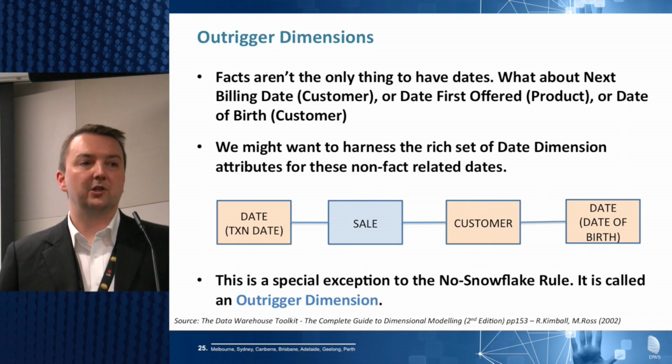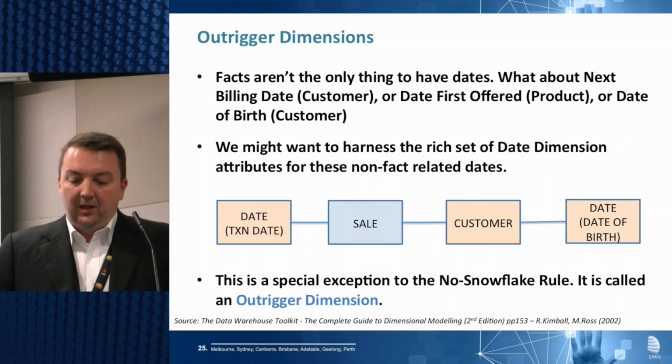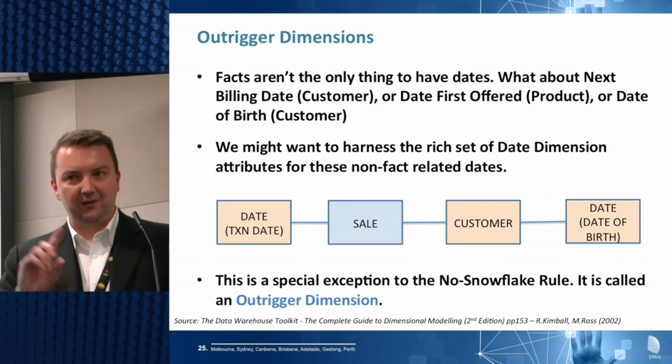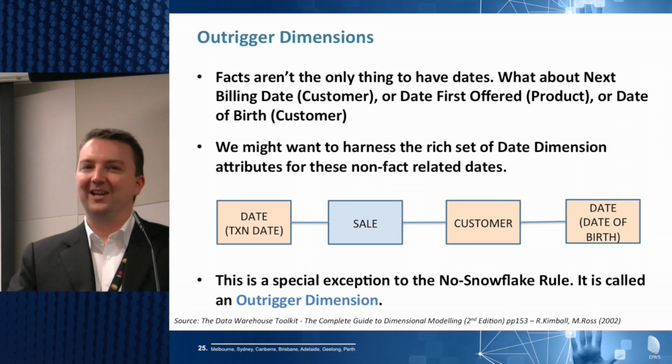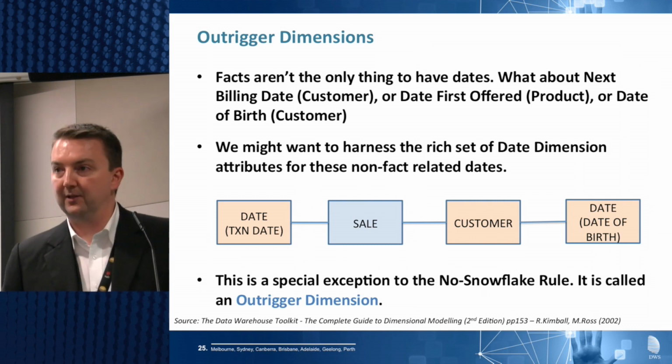but this violates our snowflaking rule. We don't want any dimensions to be more than one step away from our fact. Look, this is where Ralph draws the line on this. He says this is a valid case of not snowflaking. This is an outrigger. Okay, what we've got is a dimension that is a dimension in its own right. This dimension attaches directly to facts.